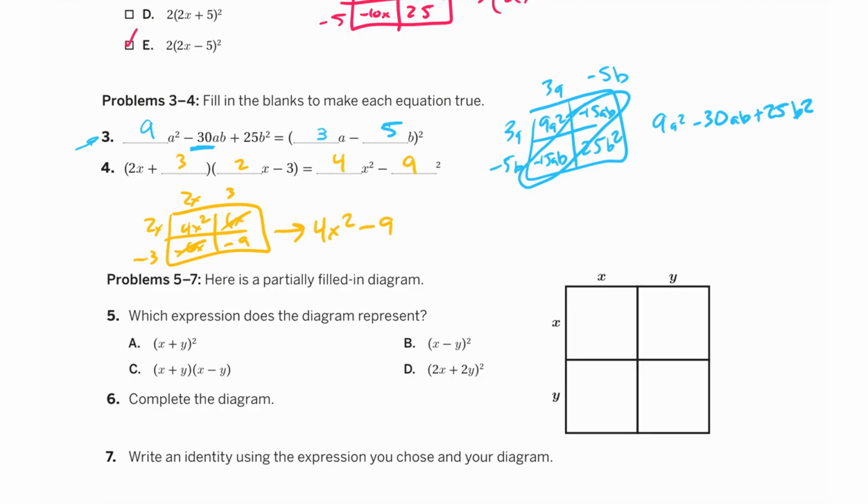Oh, and this looks like it says a little squared here. So instead of saying 4x squared, I'm actually going to say a 3 here because it's 4x squared minus 3 squared. And that should wrap up for 3 and 4.